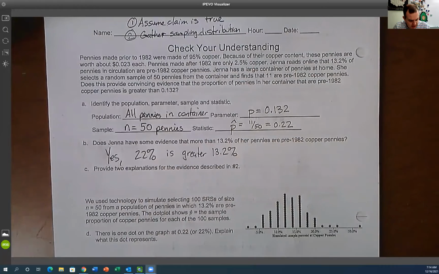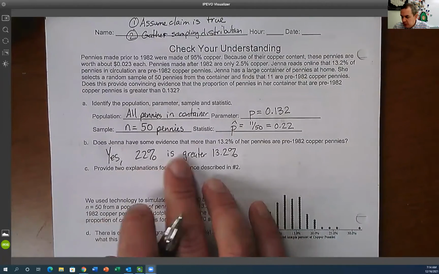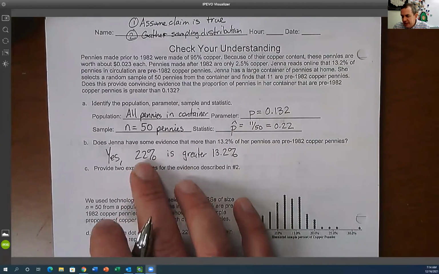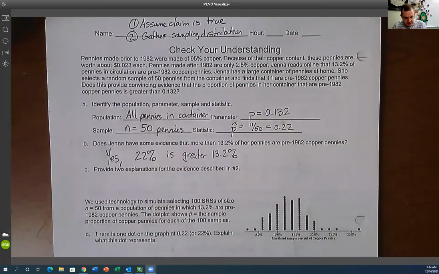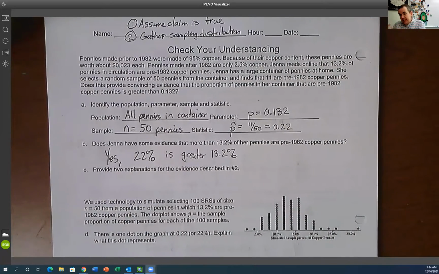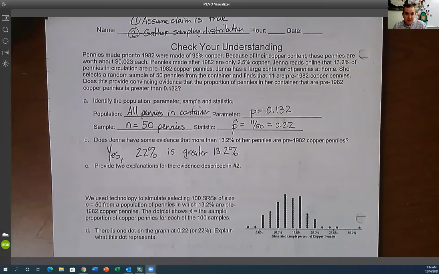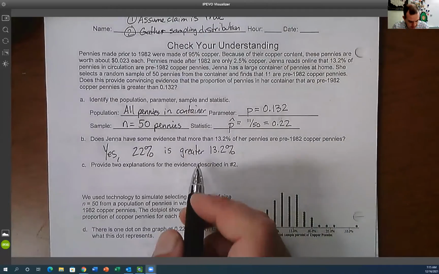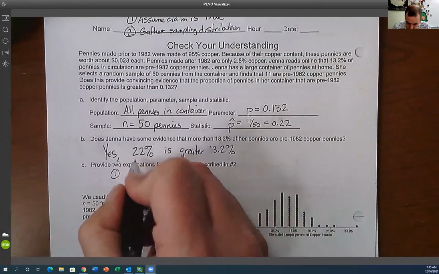In this case, it's evidence for it. It's not proof of it. And again, we're never really going to have proof, but the thing we really want to look at is, is that number far enough away from that claim of 0.132 that we actually have some valid information here, or did she just get lucky with the 50 pennies and happen to grab a lot of pre-1982 ones?